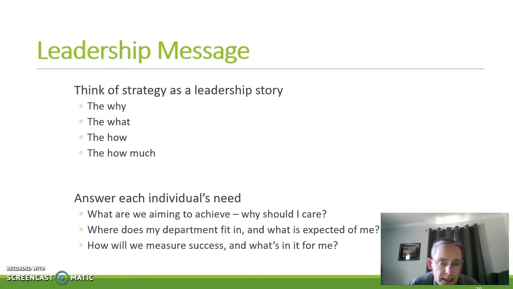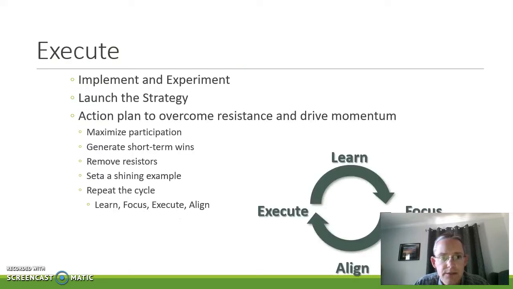From a leadership perspective, as we're messaging through the alignment phase and through the execution, you always have to think of strategy as a leadership story. It's why, what, how much, and it needs to answer each individual's needs. So what are we aiming to achieve as an organization, as a company, and as an IT department? Why should everyone care? What's their role in all this? What's going to be expected of them? And then how do we measure success for them?